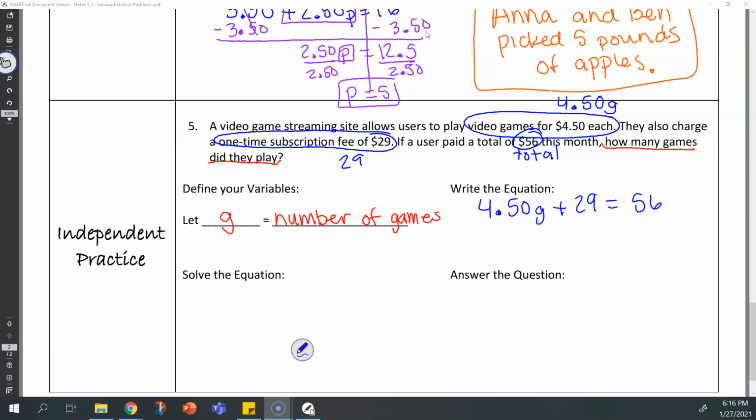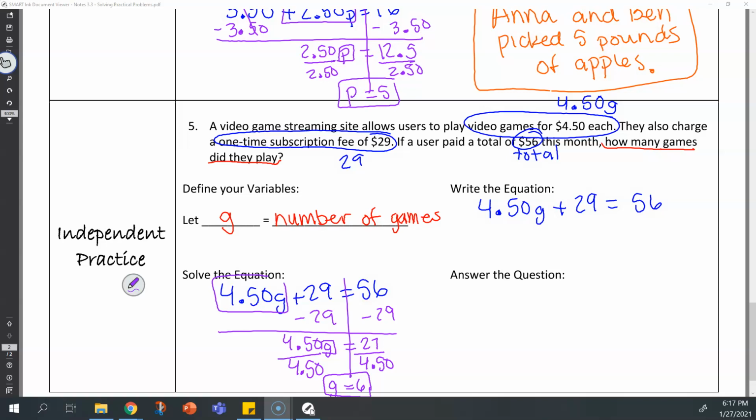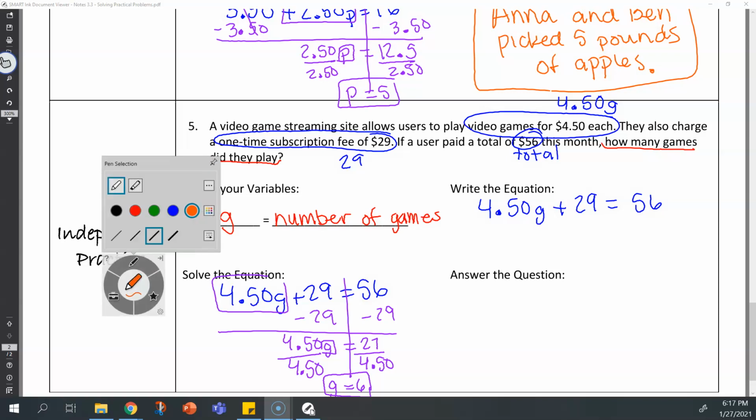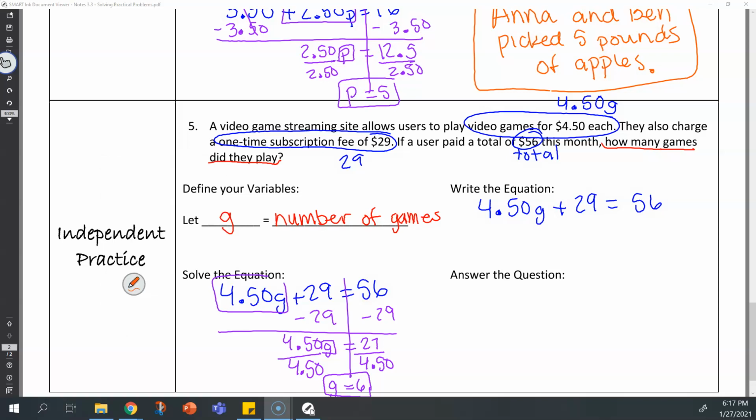From here, I'm just going to solve. When I solve, I'm going to get G is equal to 6, and then I need to answer that question in context, which means how many games. It means that the user played 6 games.